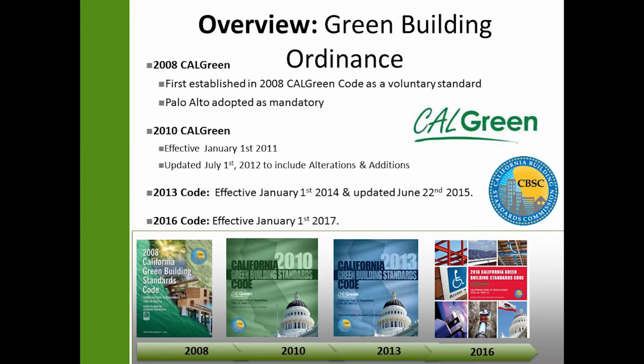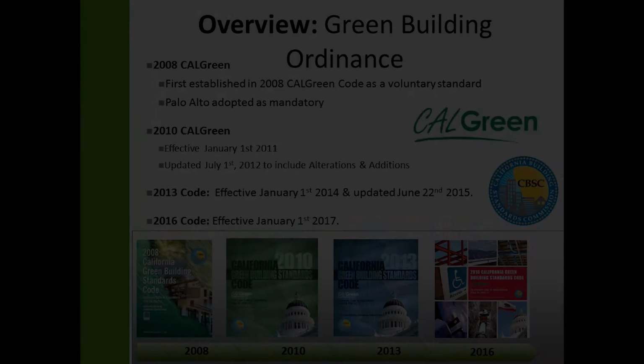Palo Alto has a long history of being committed to the CalGreen code. During 2008, Palo Alto adopted the requirements as mandatory when it was a statewide voluntary program. Palo Alto also adopted the requirements during the 2010 code cycle. For the 2016 code, the effective date will be January 1st, 2017.